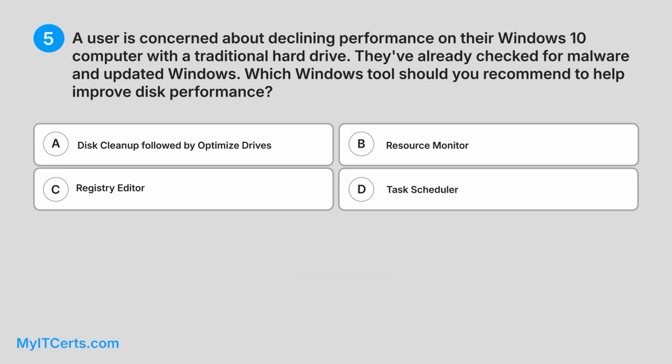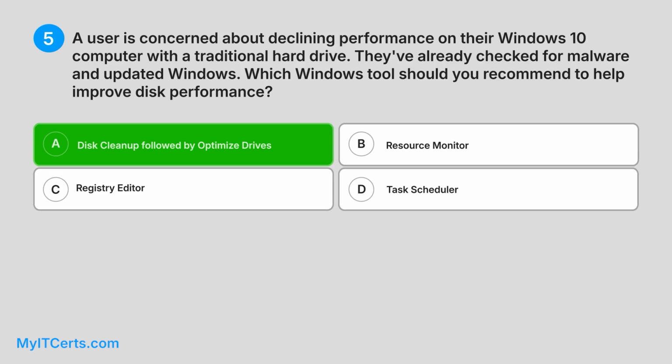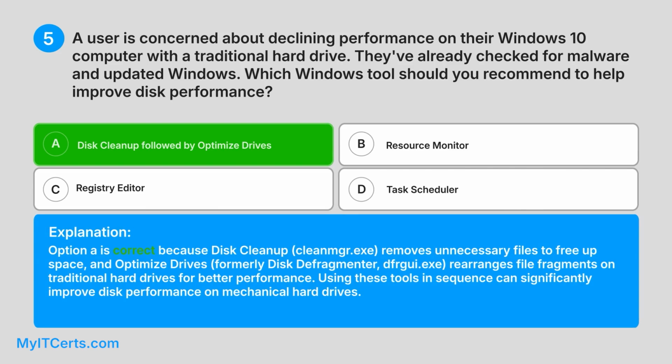Correct answer: A. Disk Cleanup followed by Optimize Drives. Explanation: Option A is correct because Disk Cleanup, cleanmgr.exe, removes unnecessary files to free up space, and Optimize Drives, formerly Disk Defragmenter, dfrgui.exe, rearranges file fragments on traditional hard drives for better performance. Using these tools in sequence can significantly improve disk performance on mechanical hard drives.